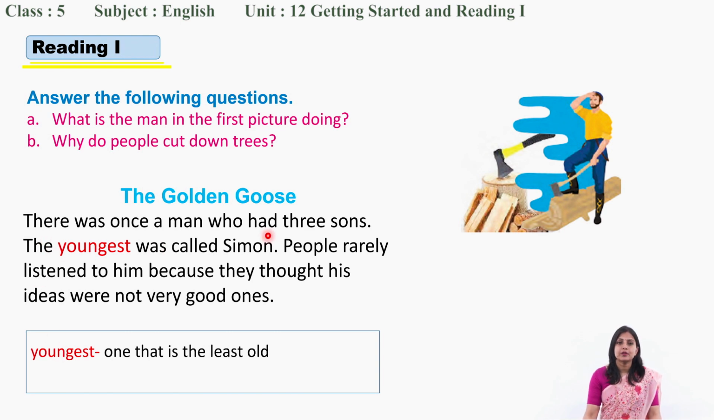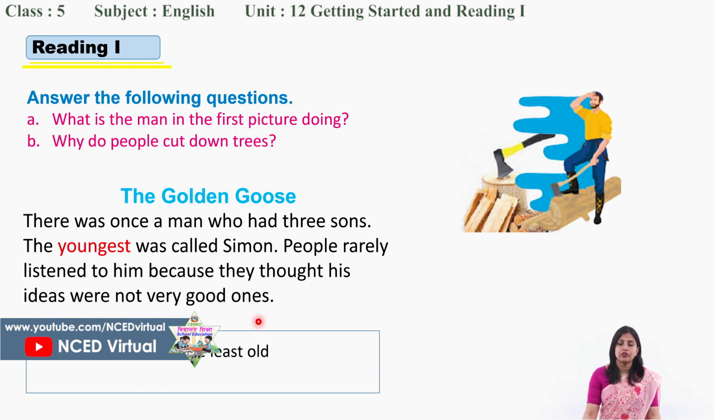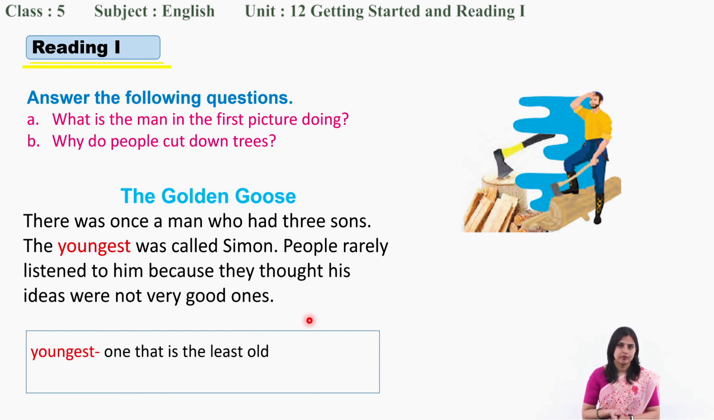Okay, so there was once a man who had 3 sons. The youngest son was called Simon. What is the name of the youngest son? Good, Simon. People rarely listened to him because they thought his ideas were not very good ones. Why don't people listen to him? Exactly, yes, because they thought, it was true or not, we don't know, but people thought that his ideas were not good ones, so they don't listen to him. Okay?